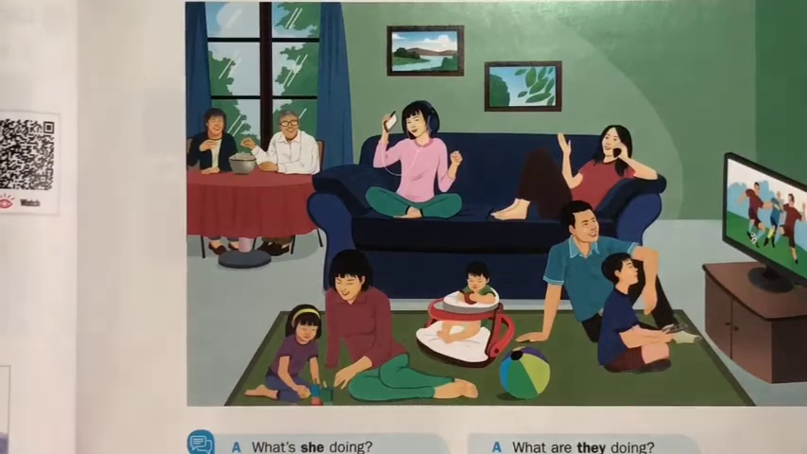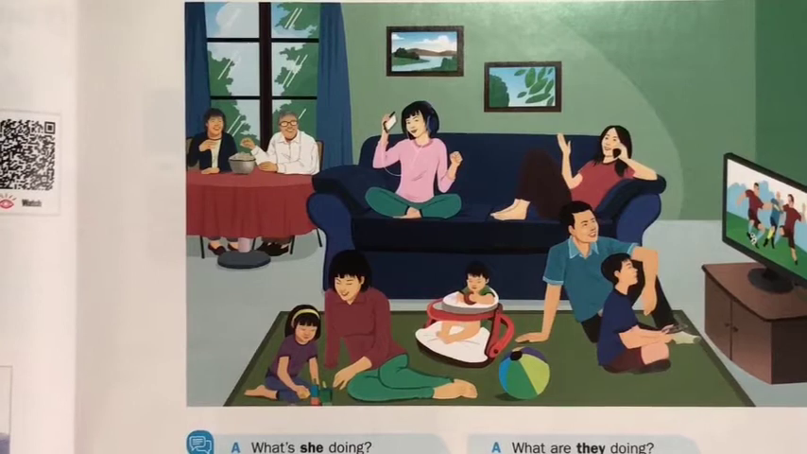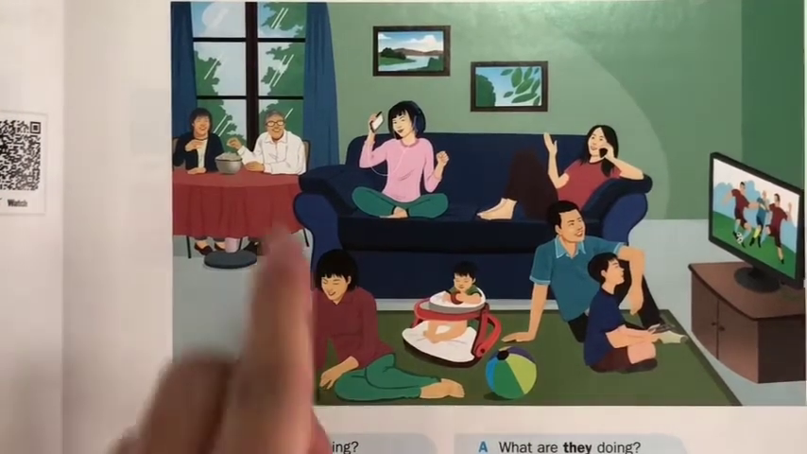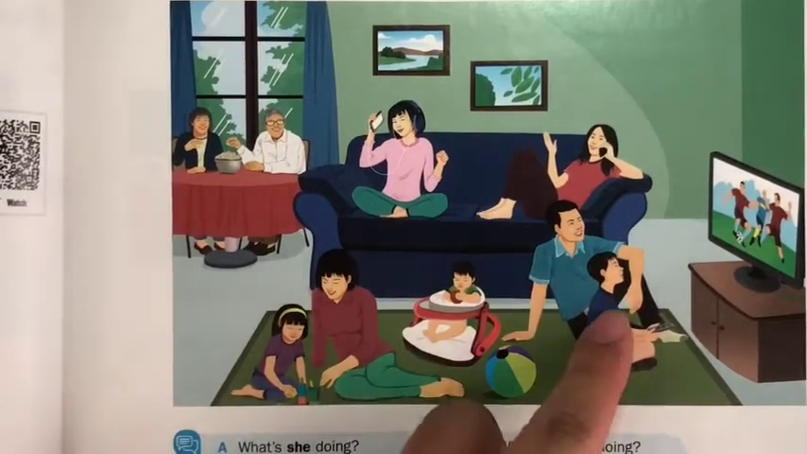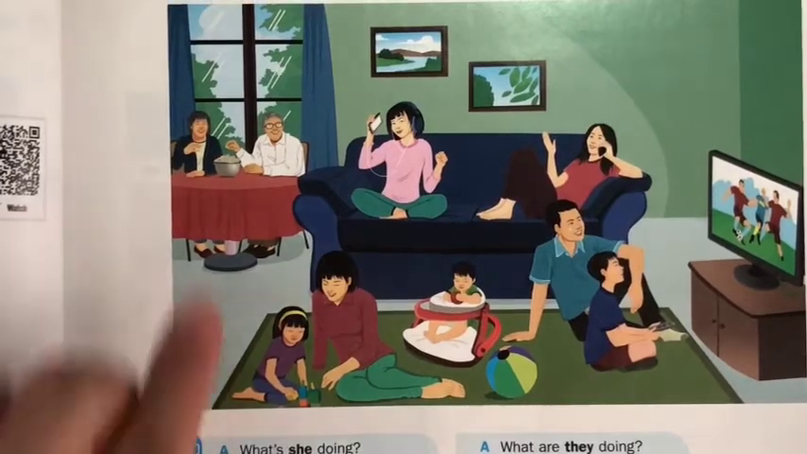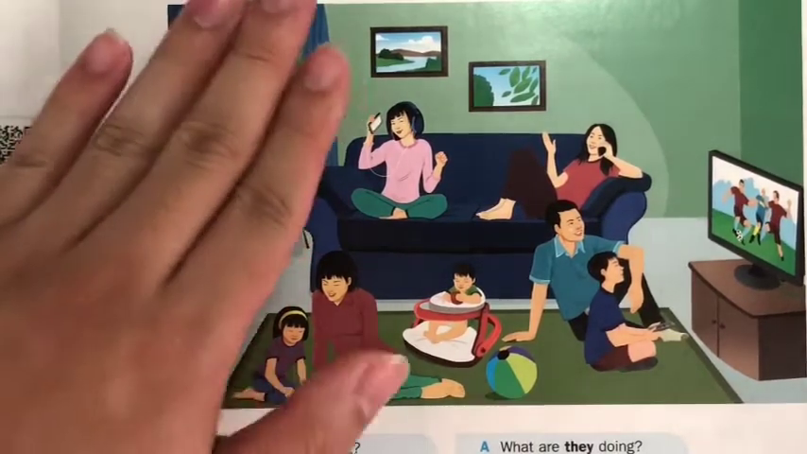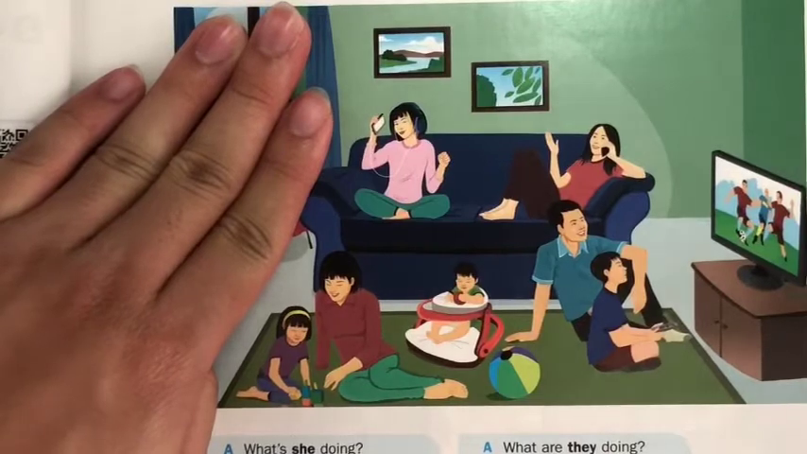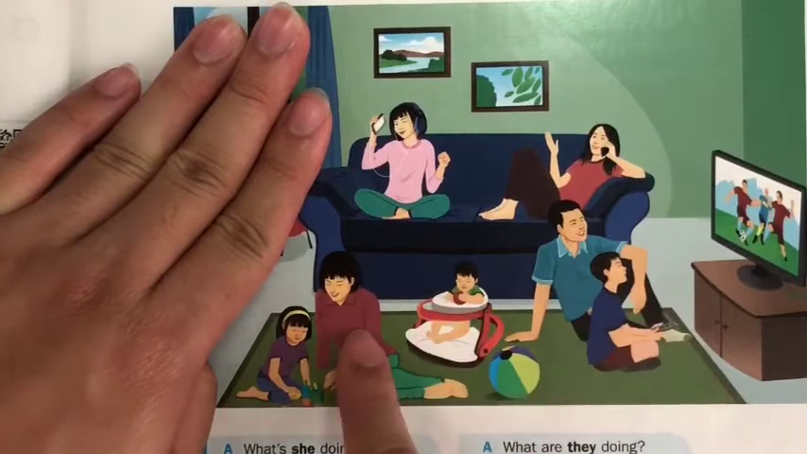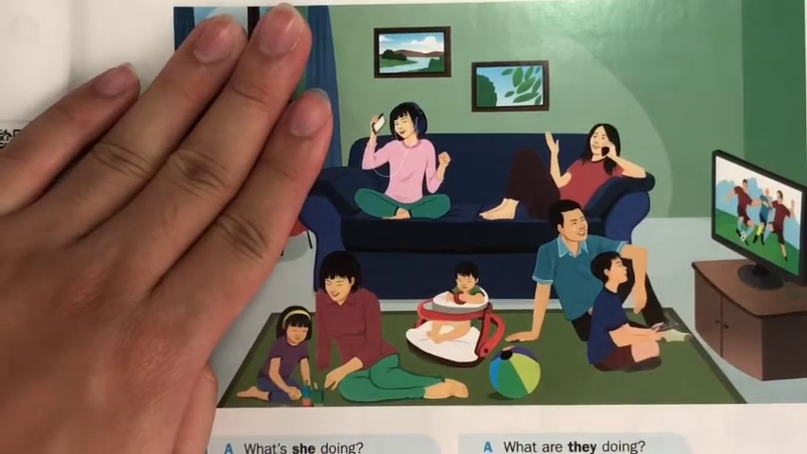Okay, in this picture, tell me, how many people are watching TV? 1, 2. There are 2 people watching TV. How many people are in the living room? Well, this looks like a kitchen table where you eat, so they are not in the living room. So how many people are in the living room? 1, 2, 3, 4, 5, 6, 7. There are 7 people in the living room.